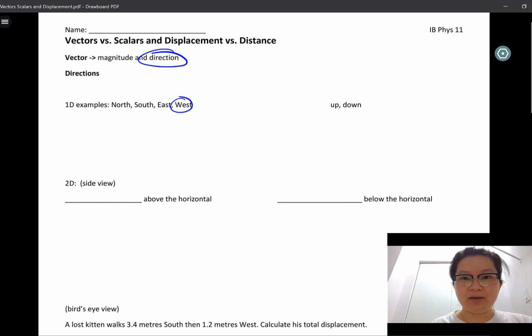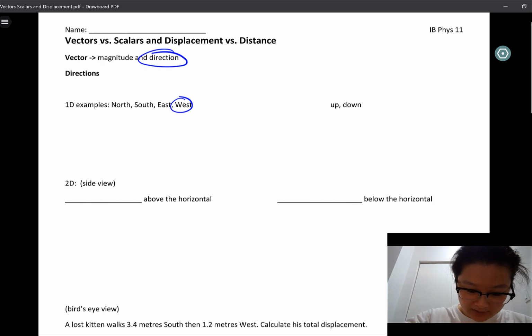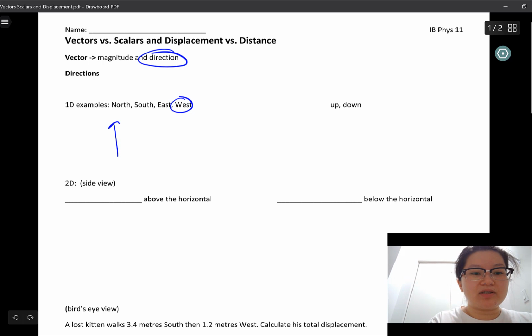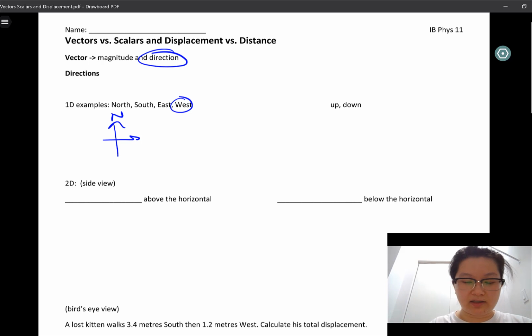For example, if I'm looking down on someone walking on a grass field, then I can say this person is walking at 32 kilometers per hour, which is potentially not possible, north, south, east, west, etc. So it's like a bird's eye view. It's in one direction, relative to a compass of some sort.